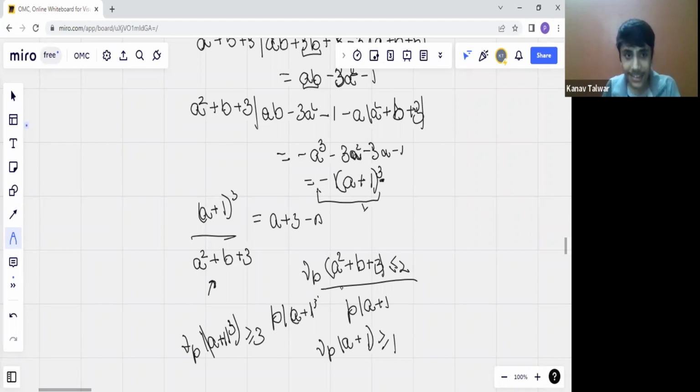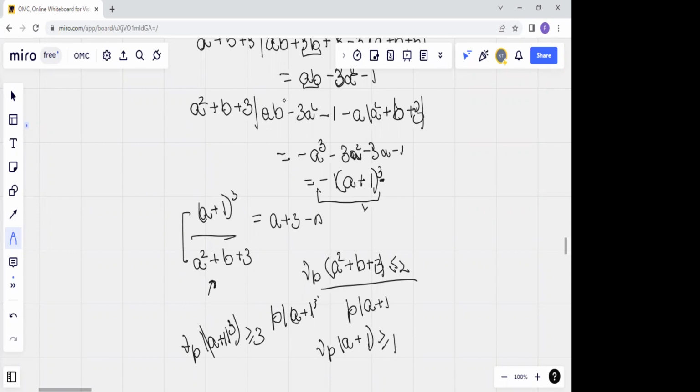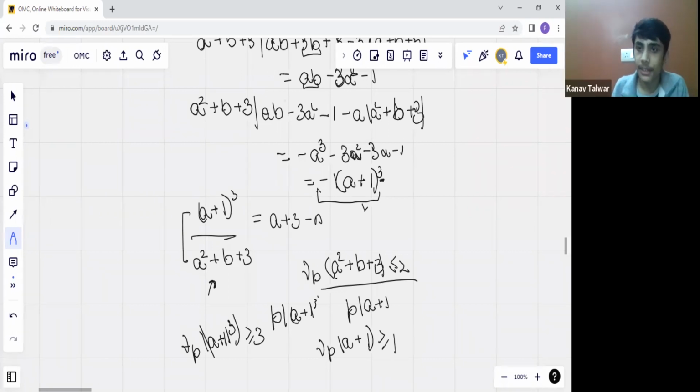Okay, I should repeat. What we first did: a plus 1 whole cube divided by a squared plus b plus 3 is equal to a plus 3 minus n. And we are given that a squared plus b plus 3 is cube free, that is, it is not divisible by the cube of any prime. So for any prime p that divides a squared plus b plus 3, VP of a squared plus b plus 3 is at most 2. Are there any questions till this? No. Fine. So for any prime that divides a squared plus b plus 3, p must also divide a plus 1 whole cube, and so p must also divide a plus 1. So VP of a plus 1 must be at least 1.